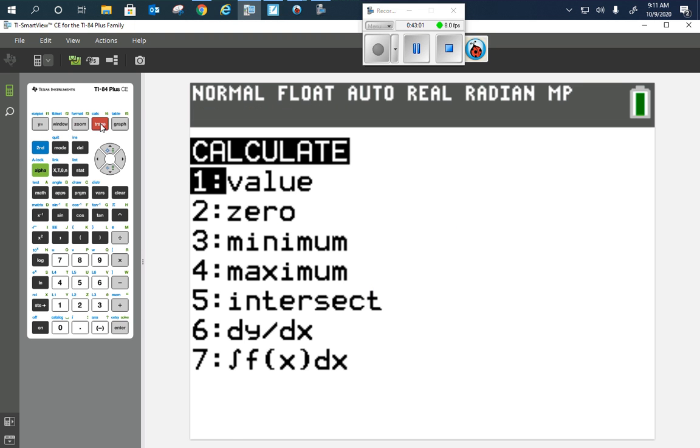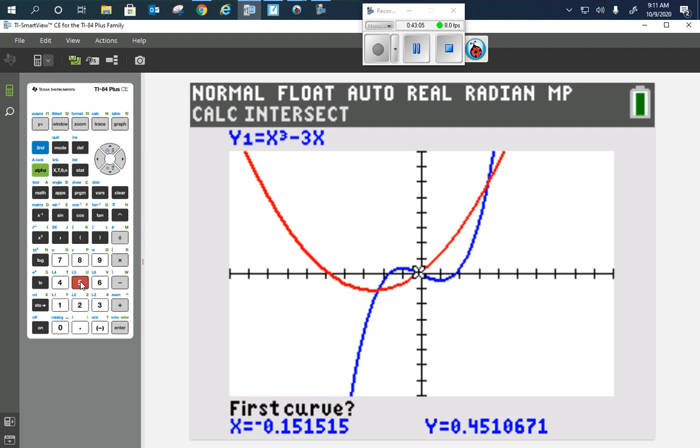And that last one, you want to calculate the intersection. Blue, red, and enter. So the x value would be 3.422 truncated or 3.423 rounded. Again, learn your calculator, become an expert at it.